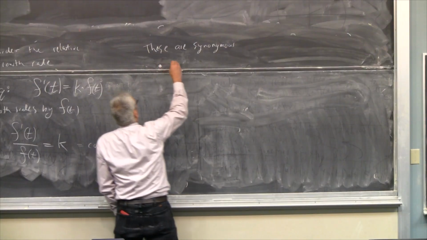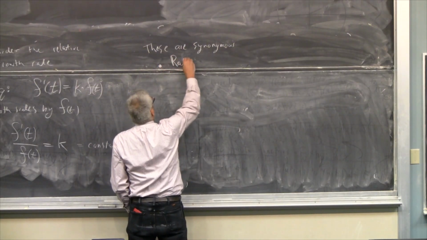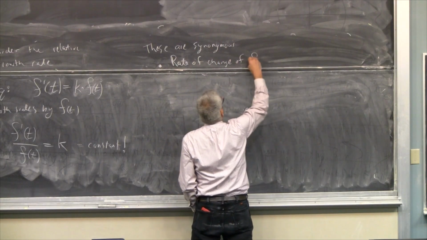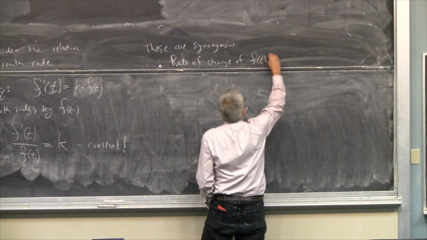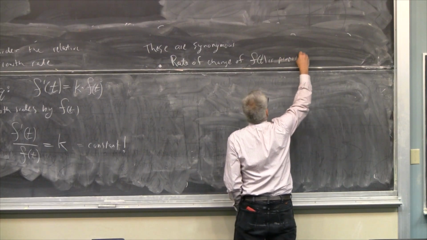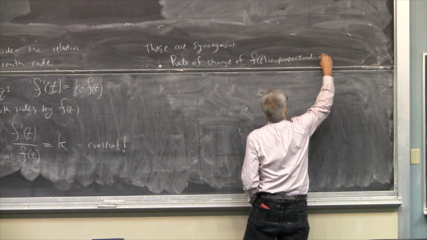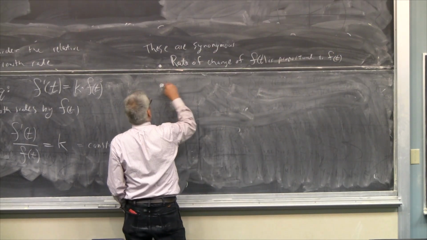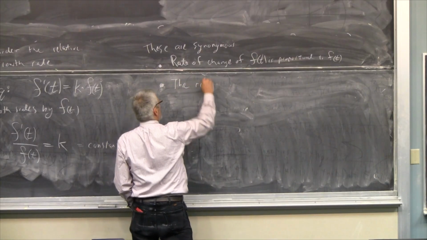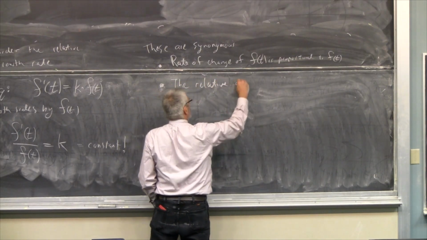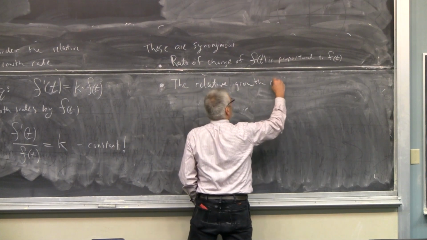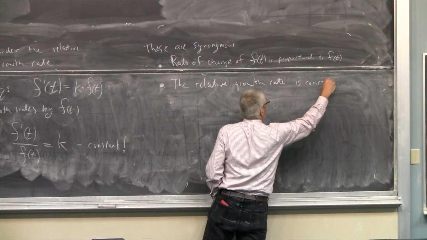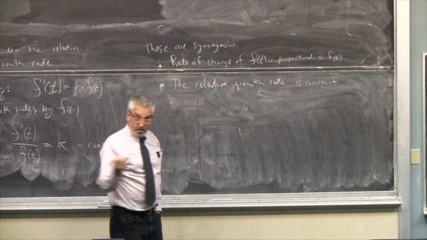So, the rate of change of f of t is proportional to f of t, or this, the relative growth rate is constant, or this.